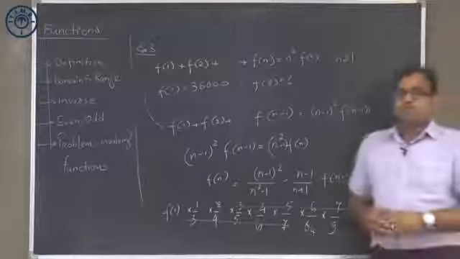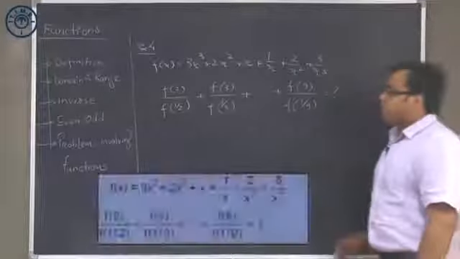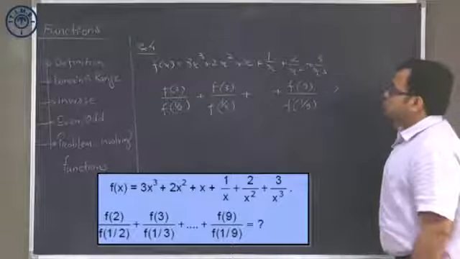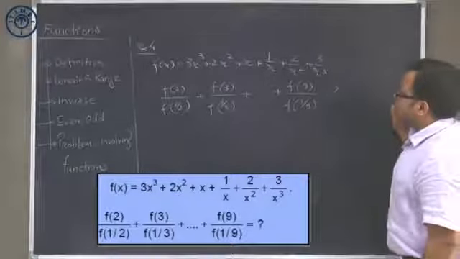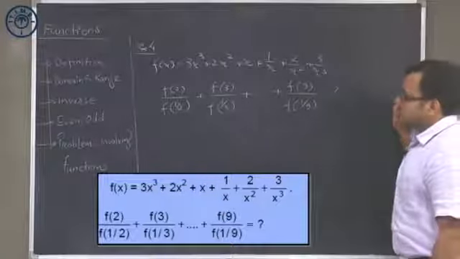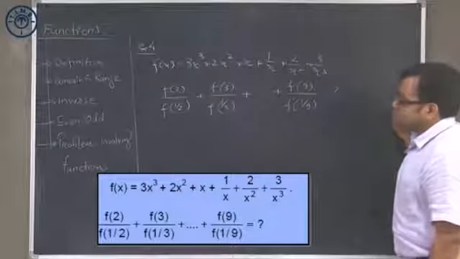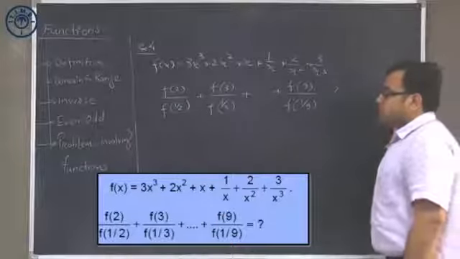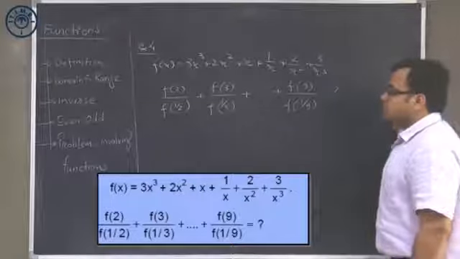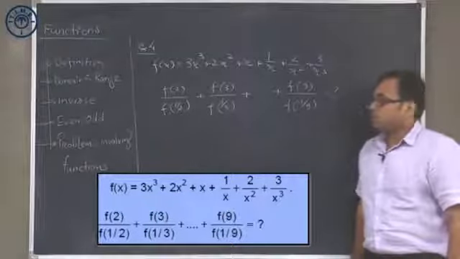That is your answer. Next problem, let us say we are given f of x is equal to 3x cube plus 2x square plus x plus 1 upon x plus 2 upon x square plus 3 upon x cube. We are asked to find the value of this expression: f of 2 upon f of 1 by 2 plus f of 3 upon f of 1 by 3 plus dot dot dot till f of 9 upon f of 1 upon 9.